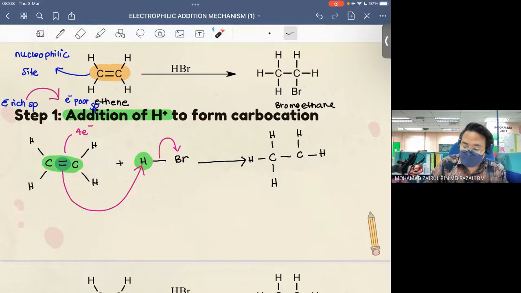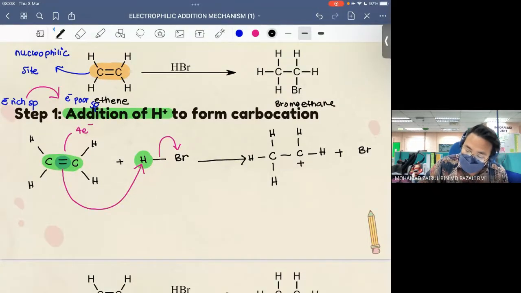Dan awak tengok dia tak cukup bond. Kalau dia tak cukup bond, so dia akan jadi carbocation. Plus Br itu dah obtain one lone pair, so dia ada minus charge. Okay, this reaction is a slow reaction. This step ini is very slow. Sebab apa? Sebab this step ini we call it as a rate determining step.